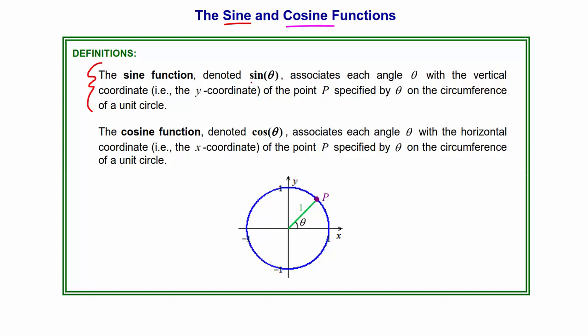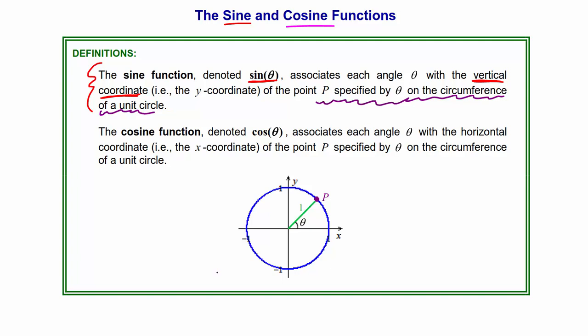The sine function, denoted sine of theta, denotes each angle theta with the vertical coordinate of the point P specified by theta on the circumference of the unit circle. So the point P specified by theta on the circumference of a unit circle. Let's go ahead and figure out what that means.